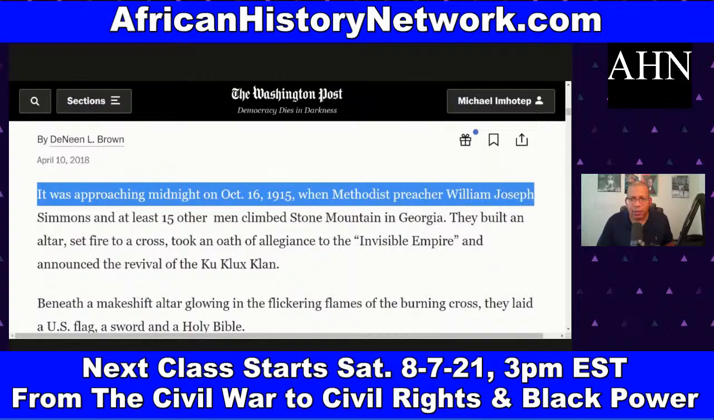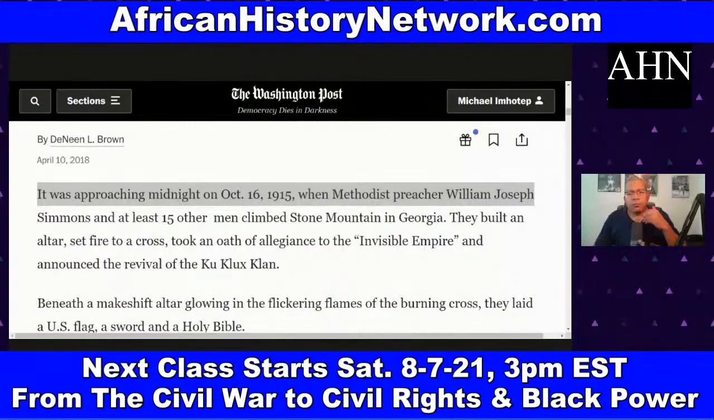It was approaching midnight on October 16th, 1915, when Methodist preacher William Joseph Simmons and at least 15 other men climbed Stone Mountain in Georgia. Now, Stone Mountain is the largest Confederate monument in this country. You all familiar with Stone Mountain in Georgia?